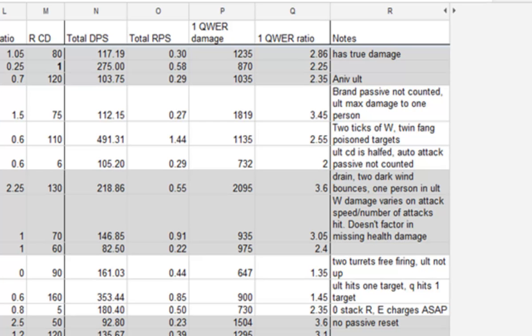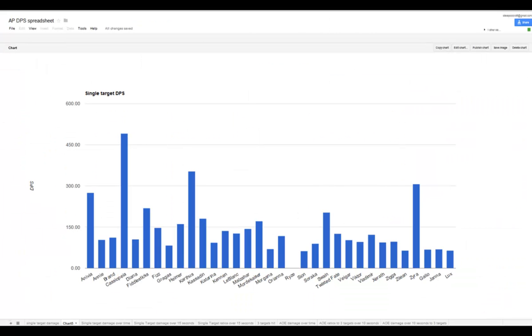This analysis, however, is a bit shallow because it doesn't account for the cooldowns of the abilities. Big ultis with long cooldowns will be weighed much more highly in this sort of analysis. We can account for this by dividing the damage that each spell does by its cooldown. You can see that in column N with the total DPS, and you can see the ratios in column O, the total RPS. Graphing the single target DPS, we get this graph.